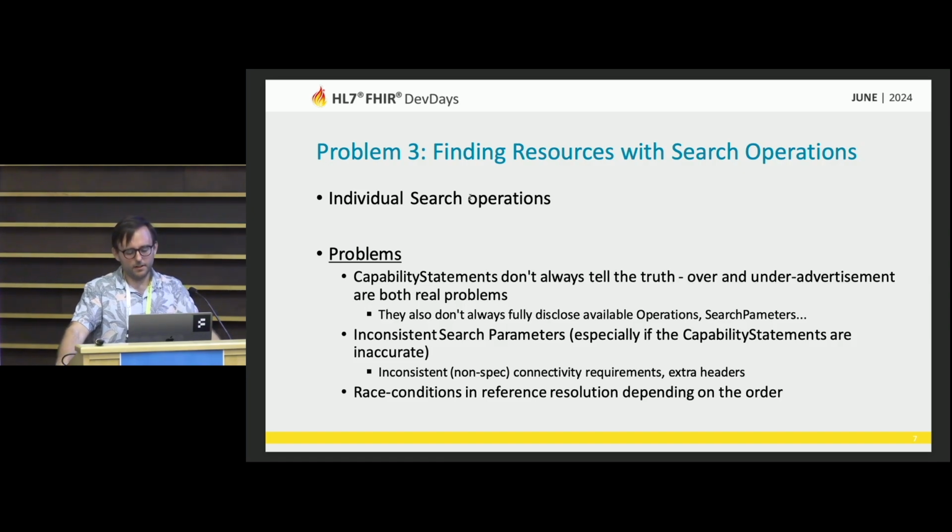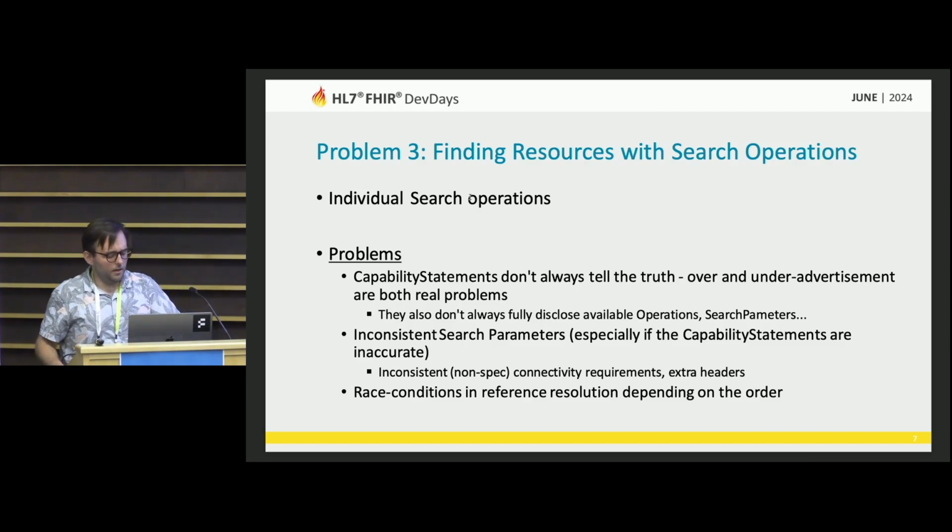Then once you get down into this, there's also just weird connectivity requirements in actually sending the FHIR requests. Some implementations require extra headers. Basically, there's a world of non-spec problems that you'll run into when you connect to 400 of these things. And then we get into race conditions.